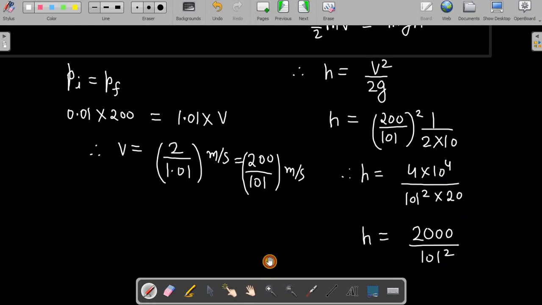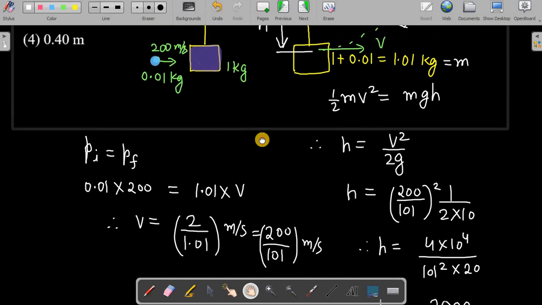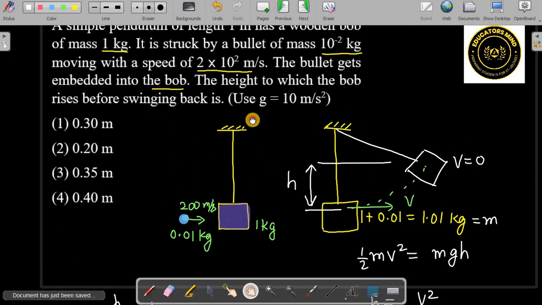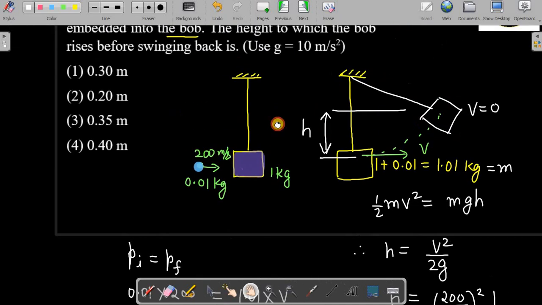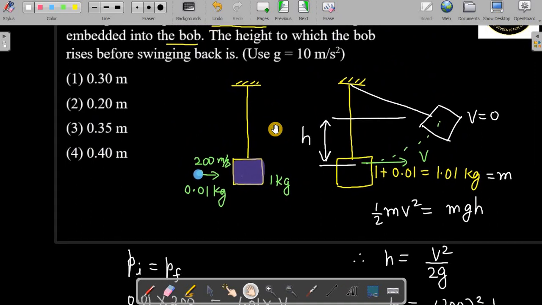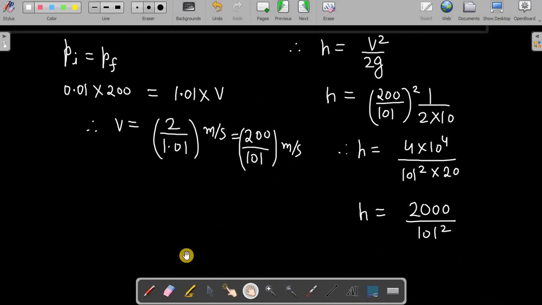Now approximately how much will this be? Suppose this is 100 square, that means it will be 10 power 4, so we get 0.2, but it will be something near to that. Because the denominator is a little larger, it is going to give us a slightly different answer. It should be less than 0.2, a little bit less.